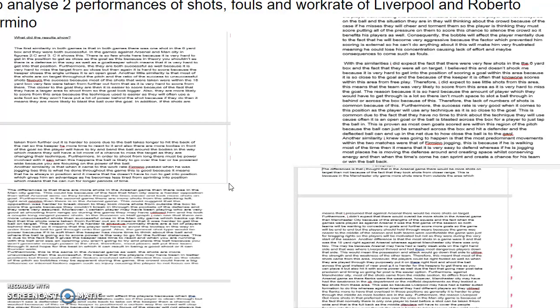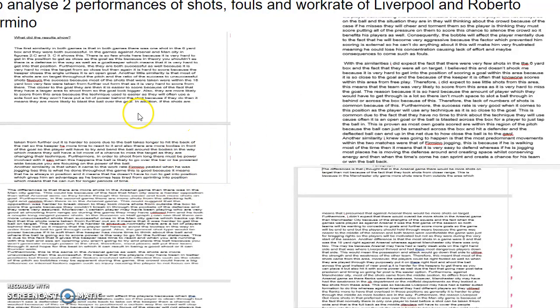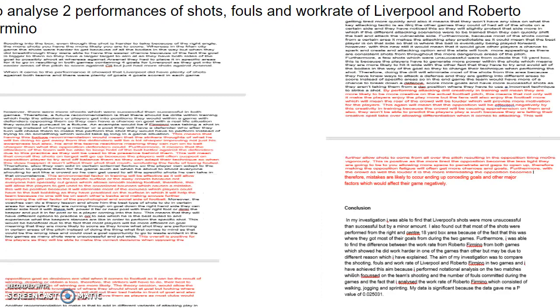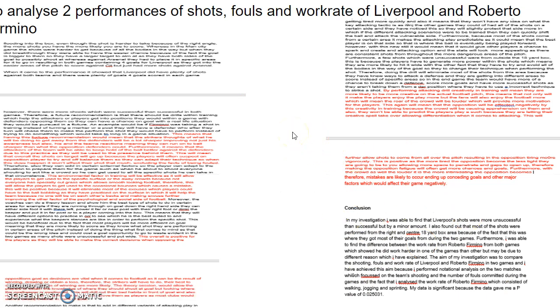The next was to analyse 2 performances of shots, fouls and work rate of Liverpool and Roberto Firmino. So here, I'm not going to read it all out because it's rather long, it will take quite a while. But here you can see what the results show throughout the game, the similarities, the differences, and future recommendations for what could make the game better. You can pause it and have a read if you would like. Same again here, more information on what happened, and here is a conclusion of overall what happened in those 2 games and Roberto Firmino's and Liverpool's performance.